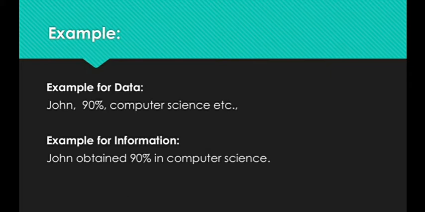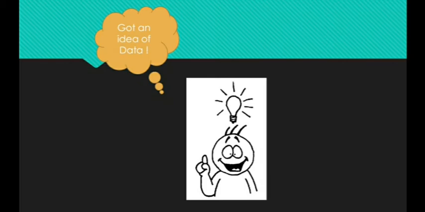Now we'll come to the information. An example of information is like this: John obtained 90% in computer science. That means the data I have given is organized and processed in a meaningful way, so we call it information. Hope now you have an idea of data and information. Now, let us look at the concept of database in the coming slides.